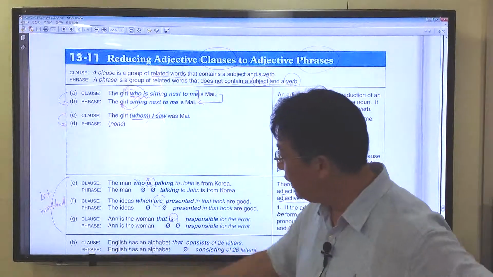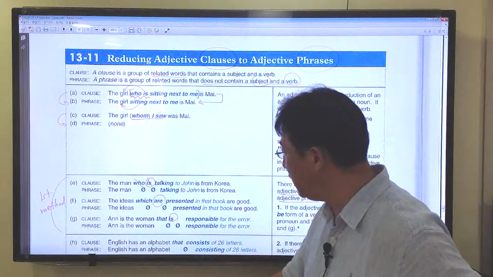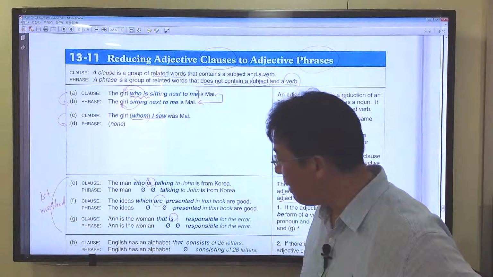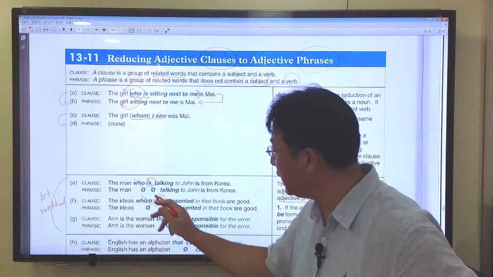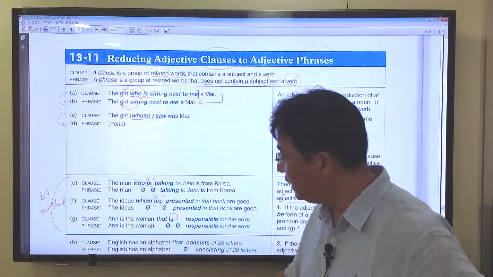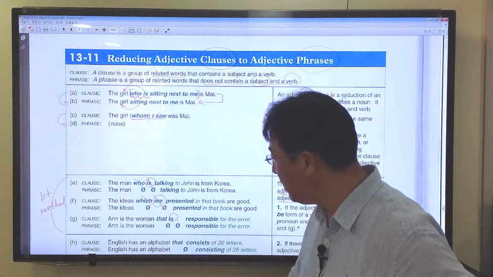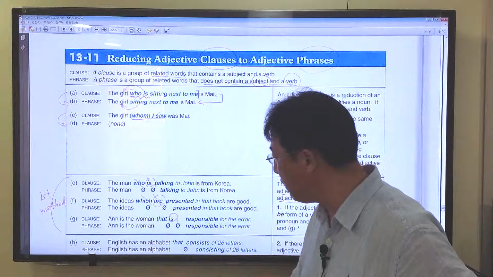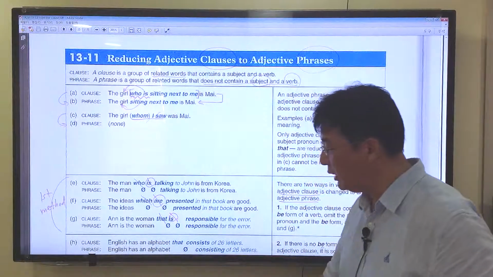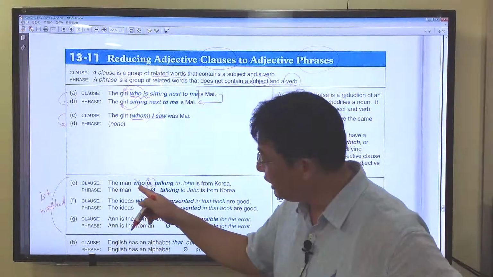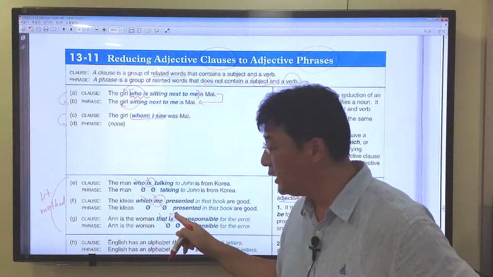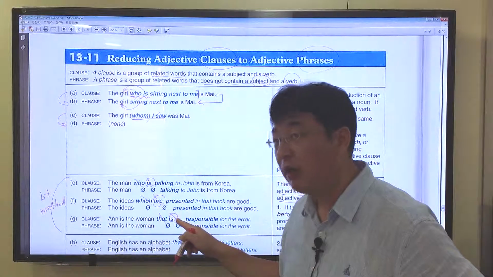두 번째도 the ideas which are presented in that book are good. So when you convert that sentence into a phrase, what happened? The ideas which and are omitted: presented in that book are good. So what about the example G? Ann is the woman that is responsible for the error. Ann is the woman responsible for the error. So not only are you omitting the relative pronoun, which is subject case, you're also going to omit the be form of the verb.